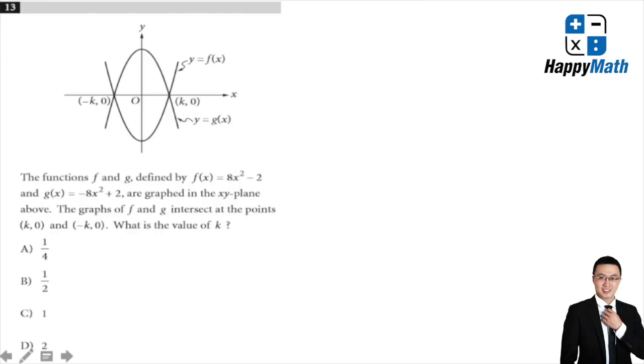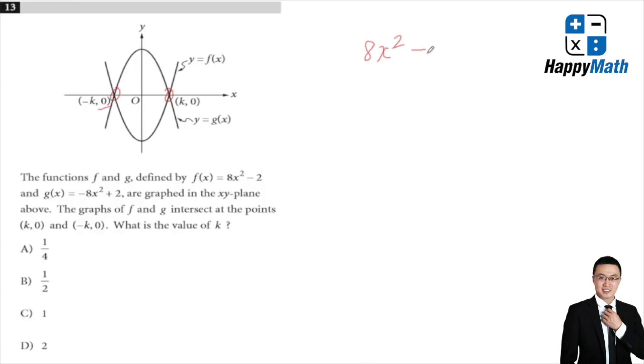The functions f and g are defined by f of h and g of h. In the graph in the xy-plane above, the graphs of f and g intersect at the points k, 0 and minus k, 0. What is the value of k? The value of k is the intersection between f(x) and g(h), and of course it always corresponds to y equal to 0.